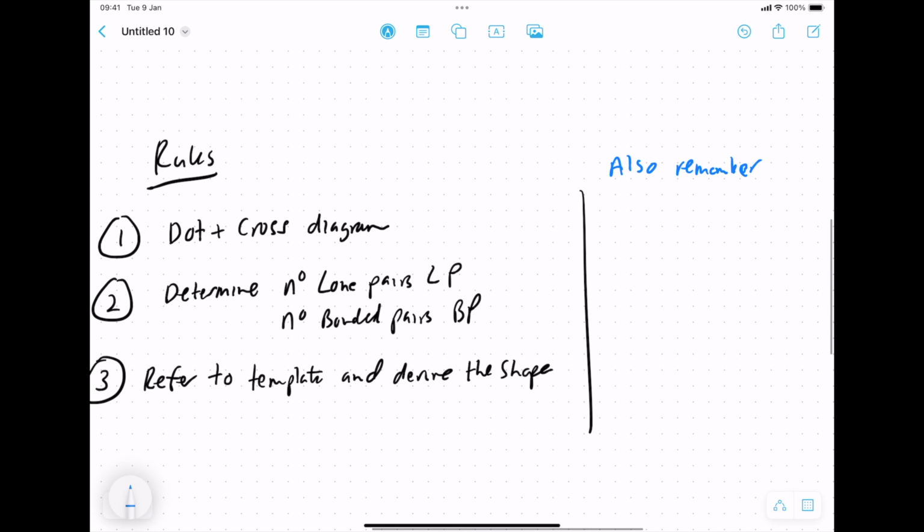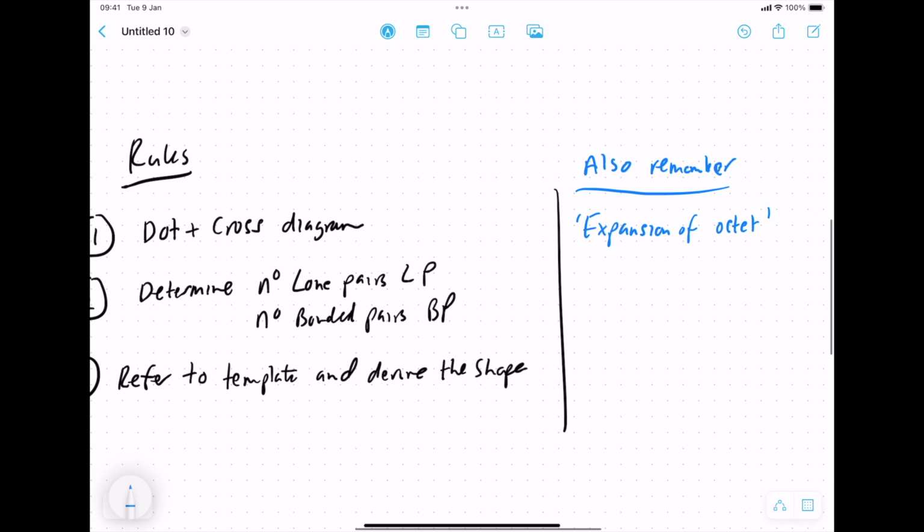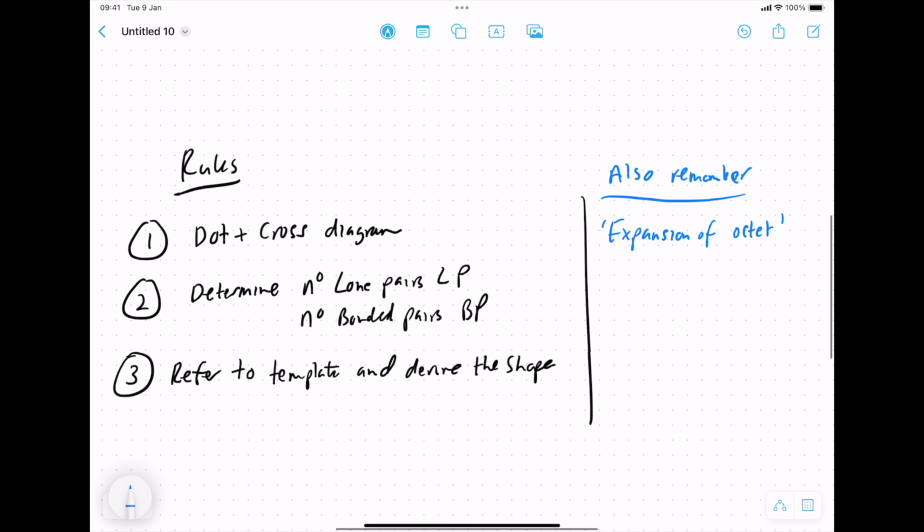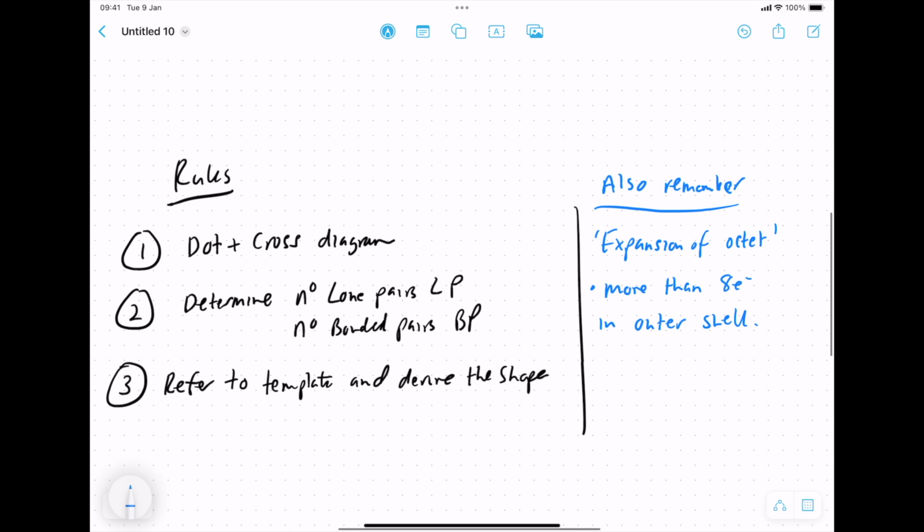If you have an example which involves an atom in period 3 or down in the periodic table, these atoms can undergo what is called expansion of the octet. So what does that mean? Expansion of the octet means they can have more than 8 electrons in the outer shell. So for example, chlorine and bromine and some of the transition metals, they can have more than 8 electrons in the outer shell. And the reason why is because these atoms have access to the d subshell.